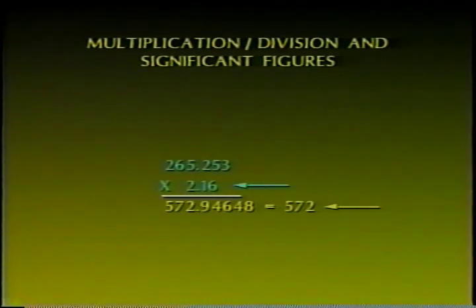In the multiplication problem shown, the answer must be rounded to the least number of significant figures found in any factor. In this case, the answer must be rounded to 3 significant figures, since this is the number of significant figures in the factor 2.16. At this point, you may want to stop the tape and try the significant figure problems found in your workbook.